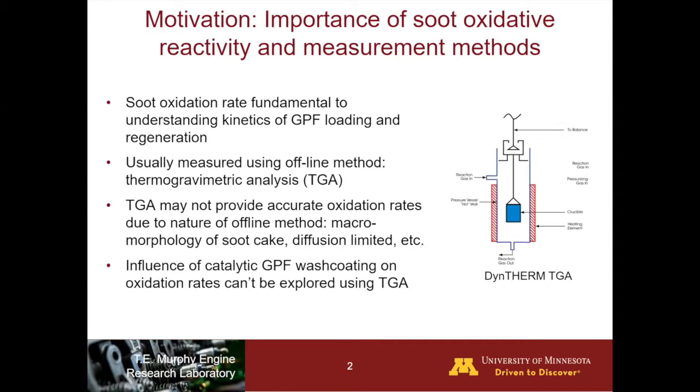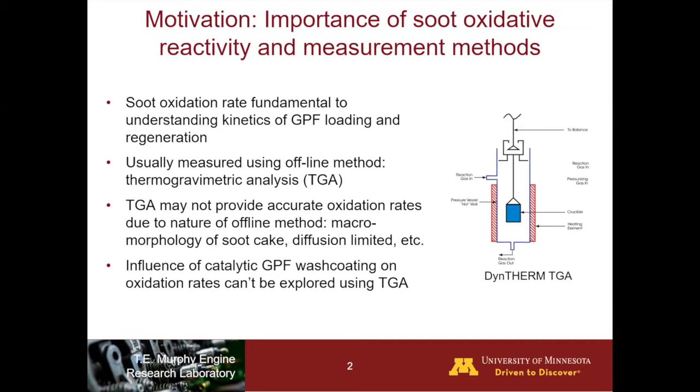Oxidative reactivity is usually measured with thermogravimetric analysis, or TGA, and basically you load a soot sample into a crucible that's suspended on a microbalance and then in a furnace. And the schematic on the right shows a TGA, and basically you determine the oxidation rate based off the change of mass of the soot over time in the furnace as it's oxidized.